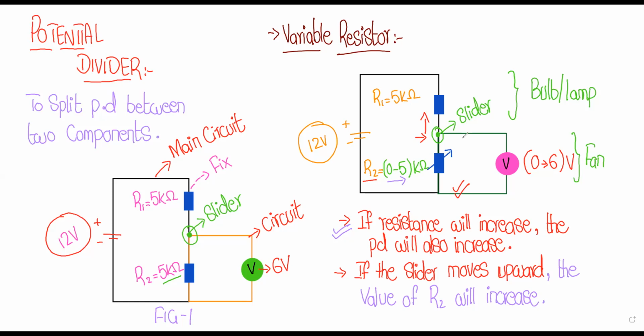So this is the concept of a variable resistor. And if you want to calculate the values by a formula, the formula to calculate these values will be like this. Let's suppose we talk about the formula: the resistance of one component will increase with its voltage, and the resistance of the second component will increase with the voltage of the second component, right?